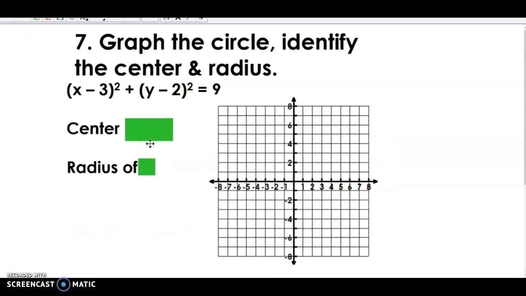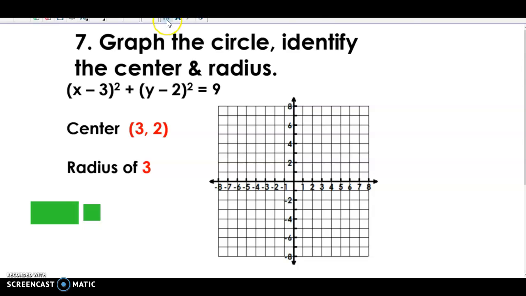And then graph the circle and then identify the center and the radius. So looking here, I can see I have (x minus 3) squared plus (y minus 2) squared equals 9. So my center, I just got to change my signs. I have a minus 3 and a minus 2, so I'm going to end up with (3, 2). To find the radius when I've been given the equation, I have to take the square root. I have to square it when I put it in there, and I have to square root it when I take it out. Okay, so my radius is going to be 3.